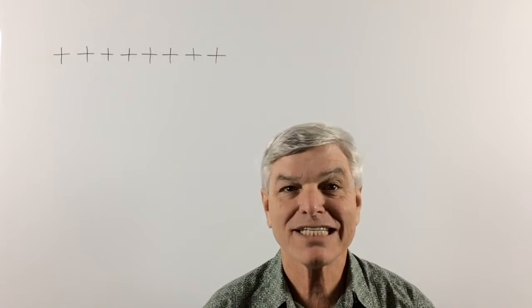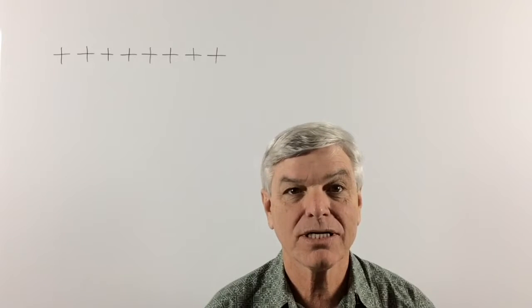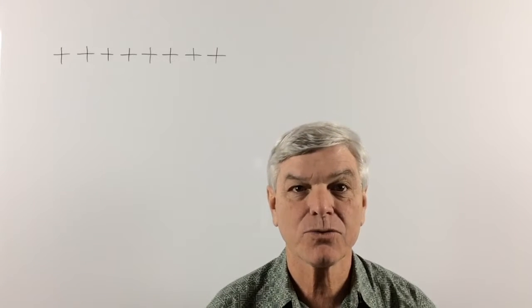Let me show you another way of looking at it. If you see a bunch of negative signs, you can cross them out 2 at a time. And that number would have been positive. So that's how addition and subtraction works in algebra. Let's see how multiplication and division works.